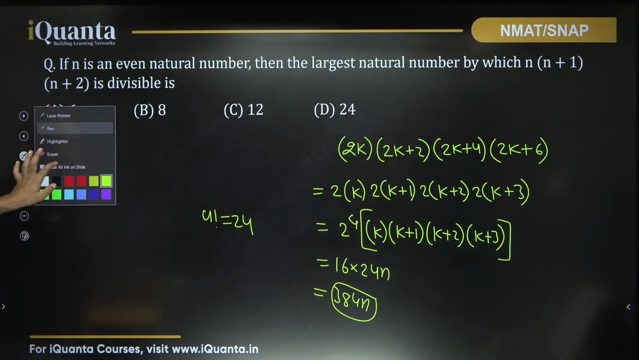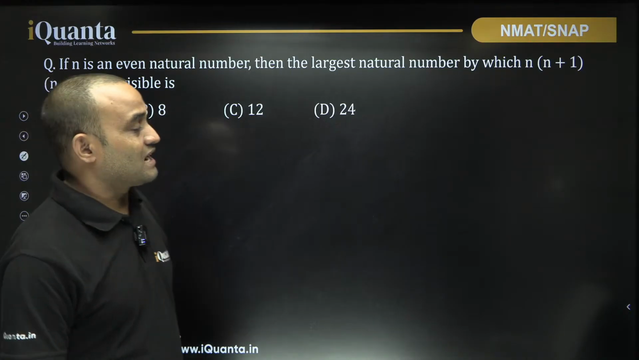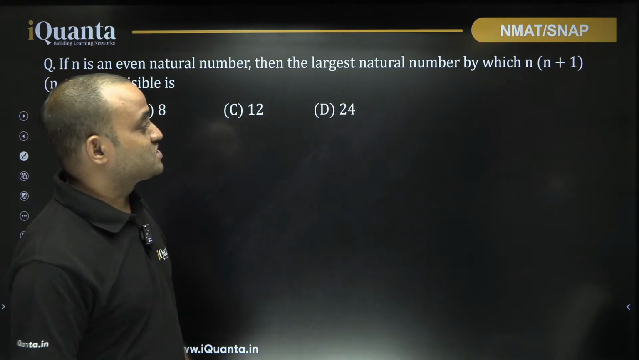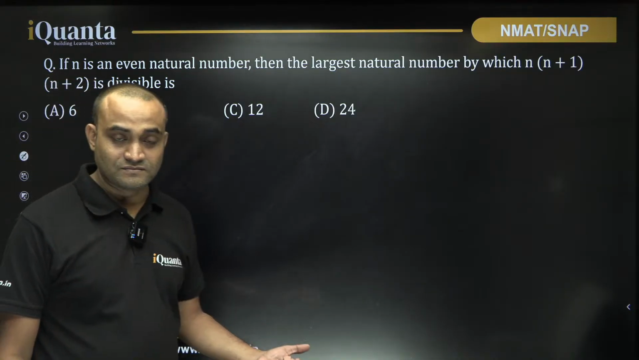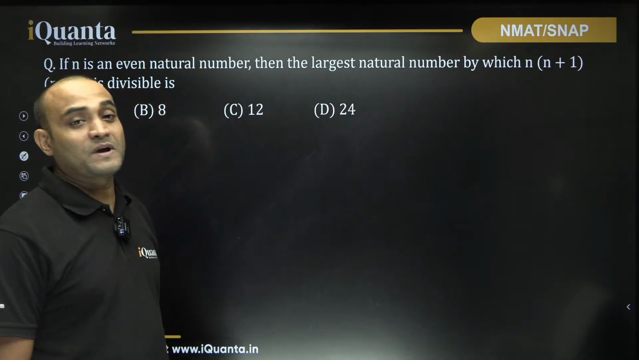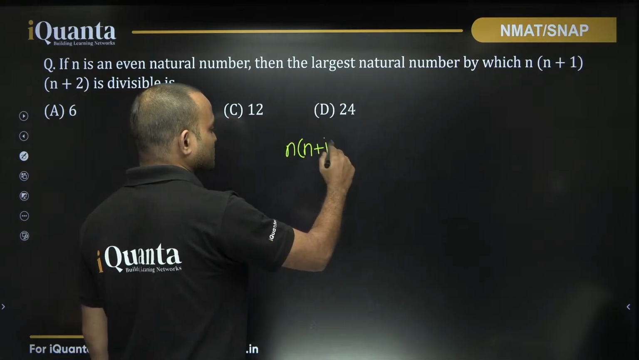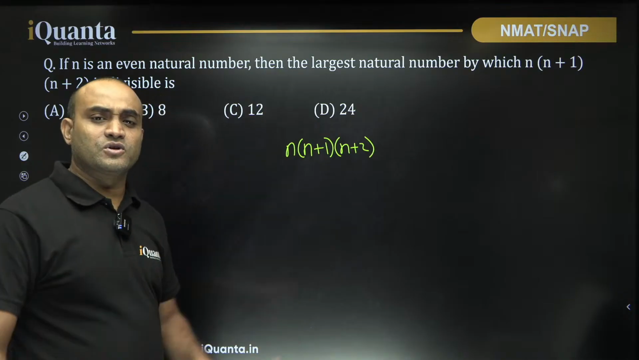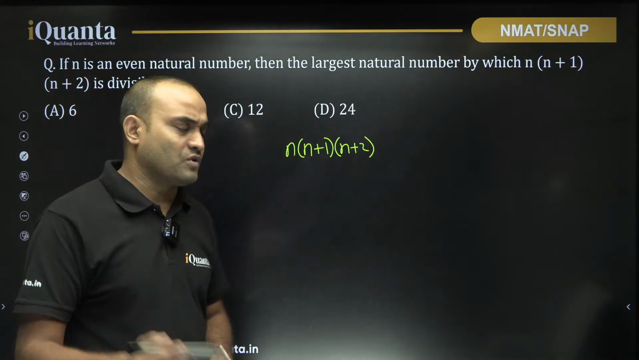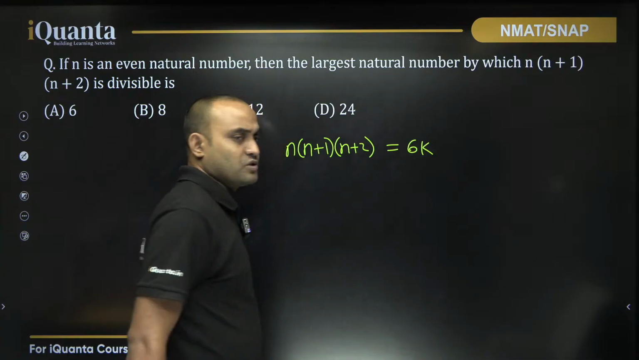Now for this question it says n is an even natural number, then the largest natural number by which n into n plus 1 into n plus 2 is divisible is, क्या हो जाएगा? So सबसे पहले तो 3 consecutive integers हैं, n into n plus 1 into n plus 2. Even if we don't know that n is even or odd, what do we know? That this will always be divisible by 3 factorial or 6.